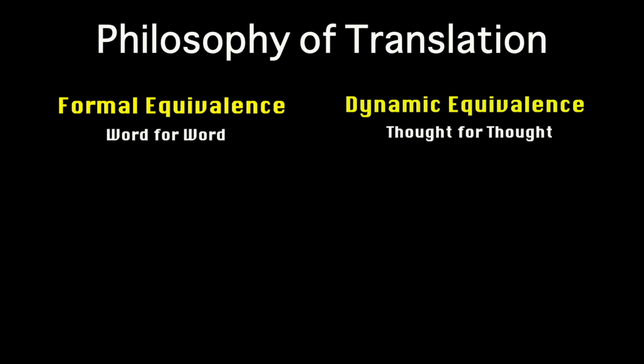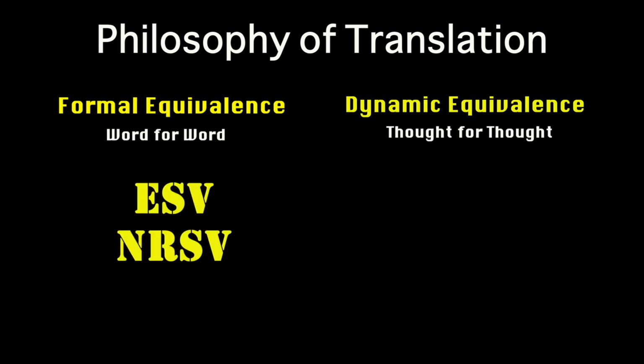For example, English translations like the English Standard Version or the New Revised Standard Version, these are going to be more towards formal equivalence, more towards trying to find a single English word for every Hebrew, Aramaic, or Greek word. Now, of course, the problem with this, there isn't a single English word that means exactly the same as any single Hebrew, Aramaic, or Greek word.